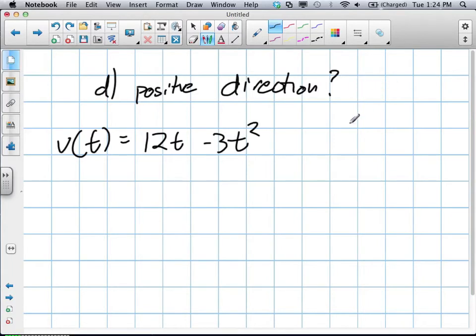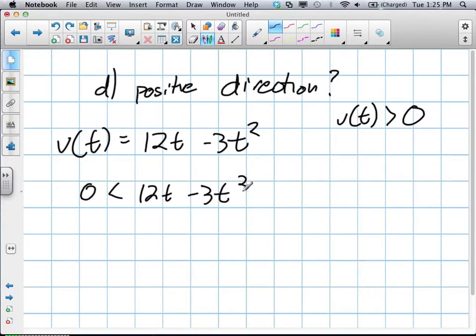So to be in a positive direction, that's when velocity is greater than what? 0. So we need to set this equation to be greater than 0. So we have an inequality here. We have 0 is less than 12t minus 3t squared. Okay. So what we're going to do here is simplify this. I'm going to divide the entire equation by negative 3. Okay. So both sides of the equation, each term, by negative 3.